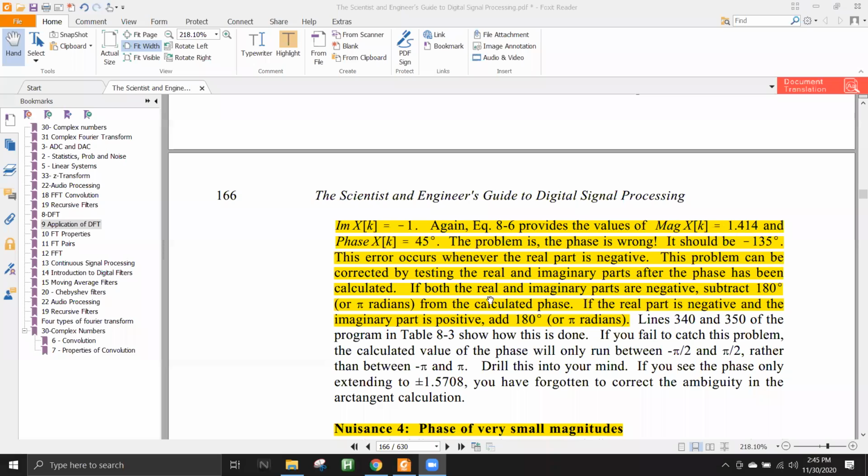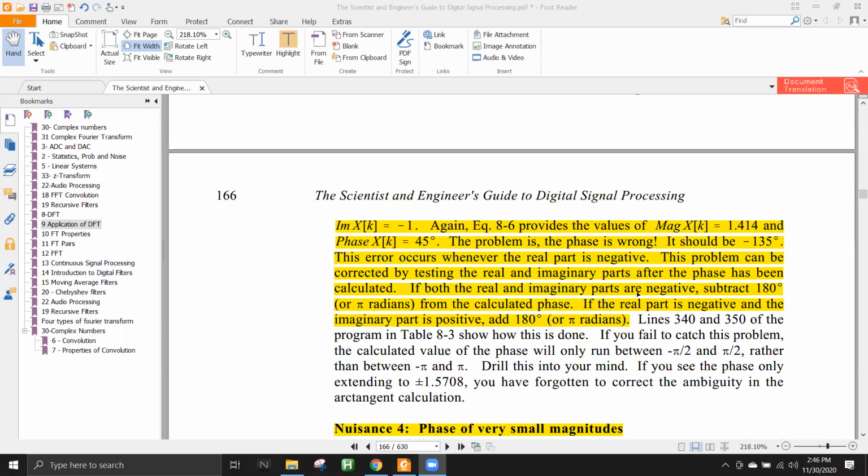Okay, this can actually be done after as well. So if you have 45 degree, that is not a problem. Suppose your calculation gave you 45 degree. Now you will be checking if the real and imaginary parts are negative or not. If they are negative, then you subtract 180 from the calculated phase. For example, 45 degree, now if you subtract 180 from it, you're going to get minus 135. So this is how you specifically handle these kinds of scenarios. If the real part is negative and the imaginary part is positive, then you add 180.